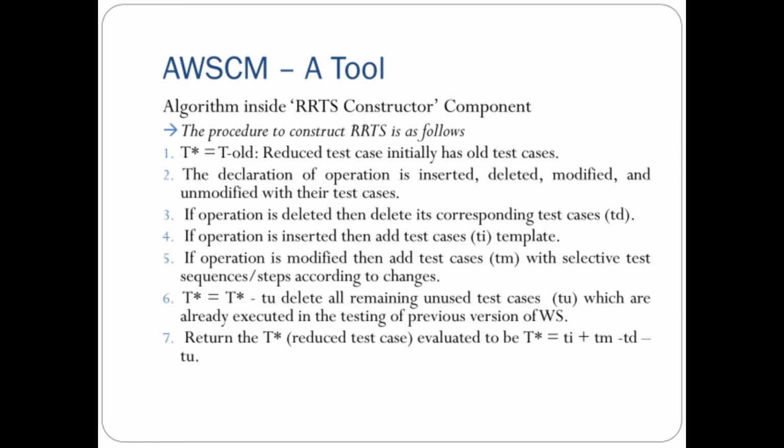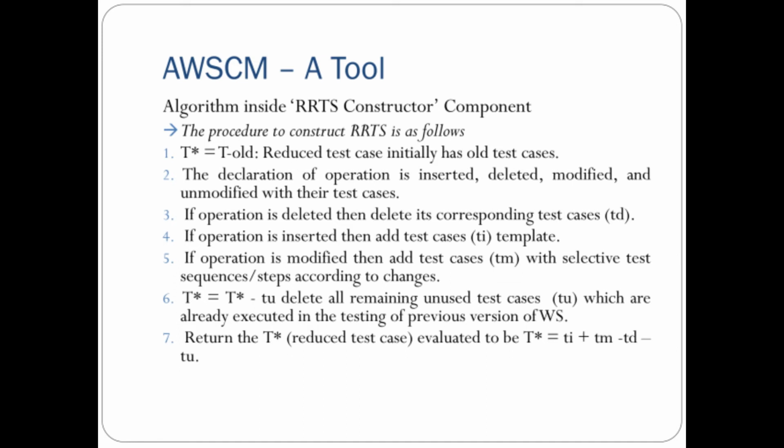Suppose we have two versions of a web service, named web service version 1 and modified web service version 2. Then we have an old test suite, which has various test cases for the code analysis of the web service. Then we have a new test suite, T new, which has test cases for the new version of the web service and code. And then we have a reduced test suite, defined as T star, and the required operations are the operations which have undergone changes. Then the RRTS construction can be done like this with these algorithms.